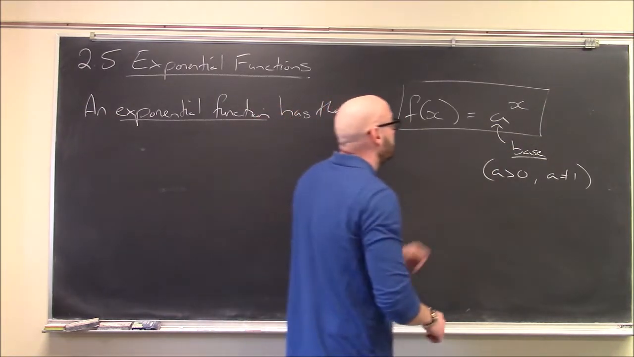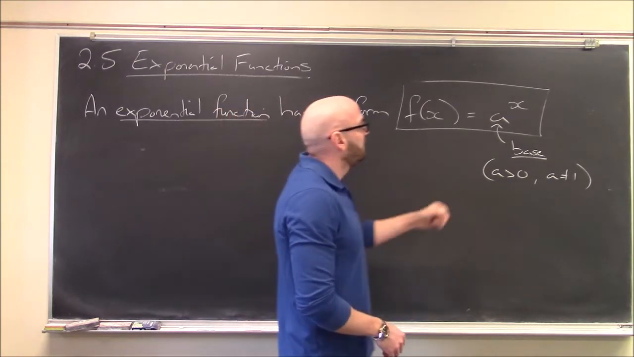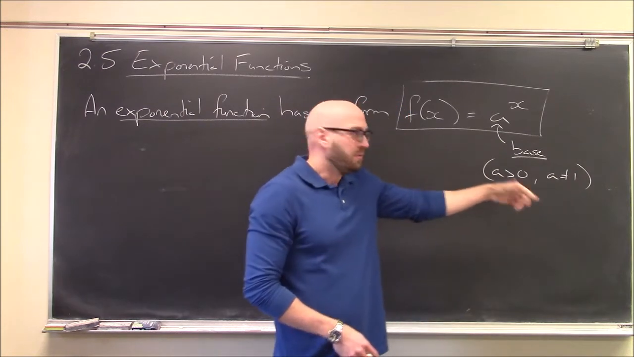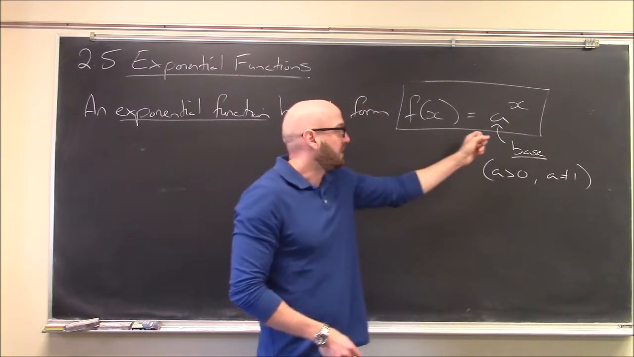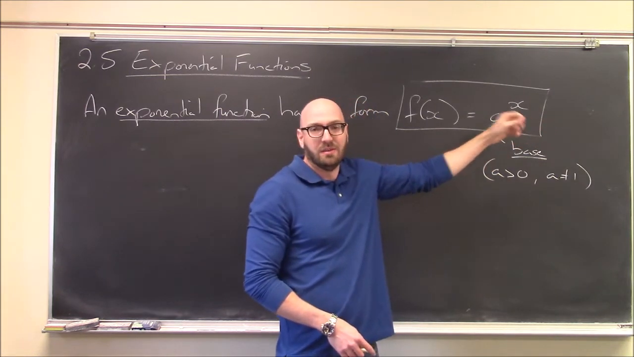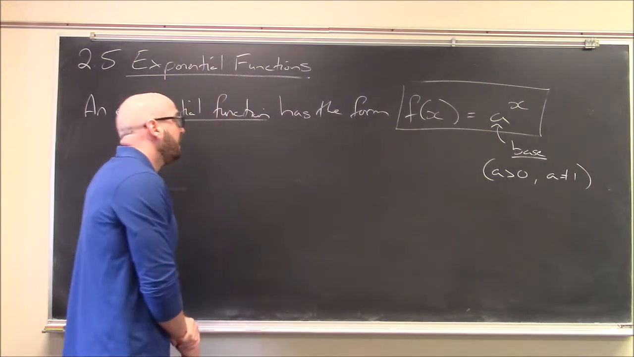A little bit of terminology here. a is called the base of the exponential function, and we always take it to be bigger than 0 and not equal to 1. The reason we don't allow 1 is because it's very uninteresting. If it's just 1, then our function is 1 to the x, and 1 raised to any number is always equal to 1. It would just be a constant function. Very boring.